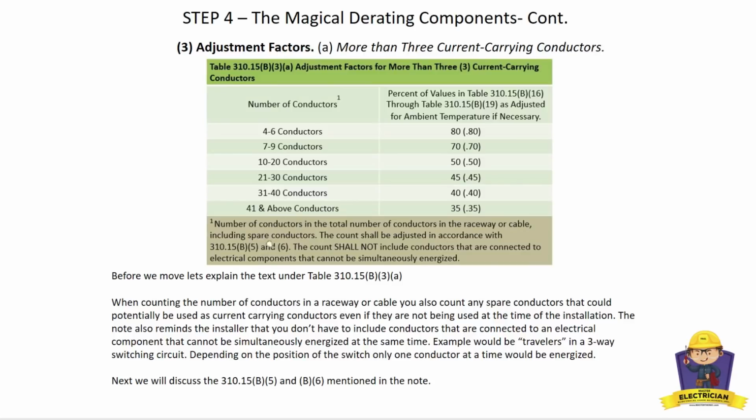Now let's talk about this little note under here, because we need to cover what the note is. Now the note is telling us that, look, see that little one right there? It says when you're counting the number of conductors in a raceway or cable, you also count any spare conductors that could potentially be used as current carrying conductors, even if they are only being used at this time as a spare in that installation, because at some point somebody can use them. And then chances are they're going to use it for a current carrying conductor. They're not going to use it as a neutral or a grounding or anything like that. So the inspector is required to consider it to be a current carrying conductor when you're doing that count.